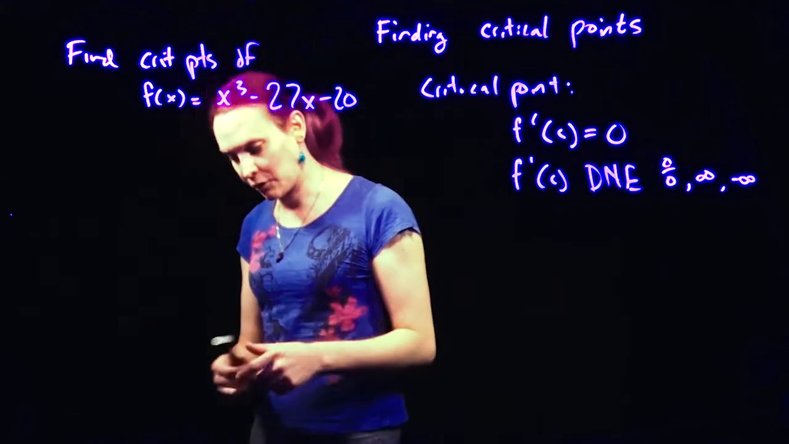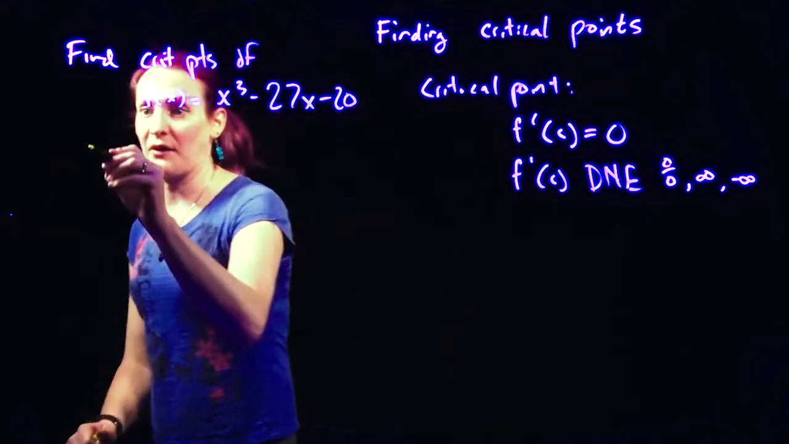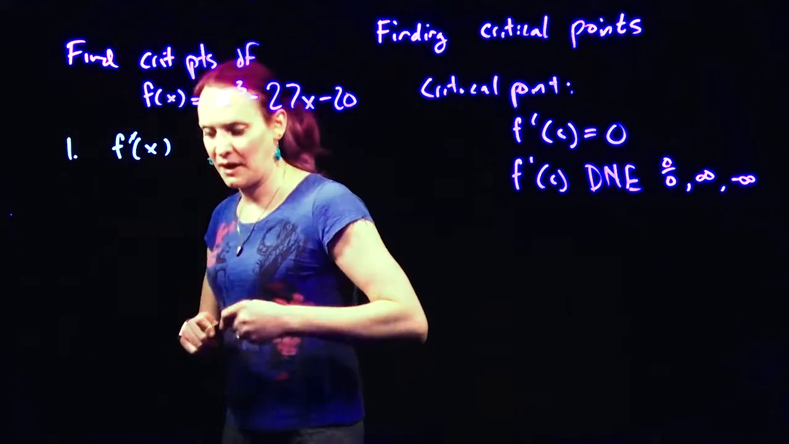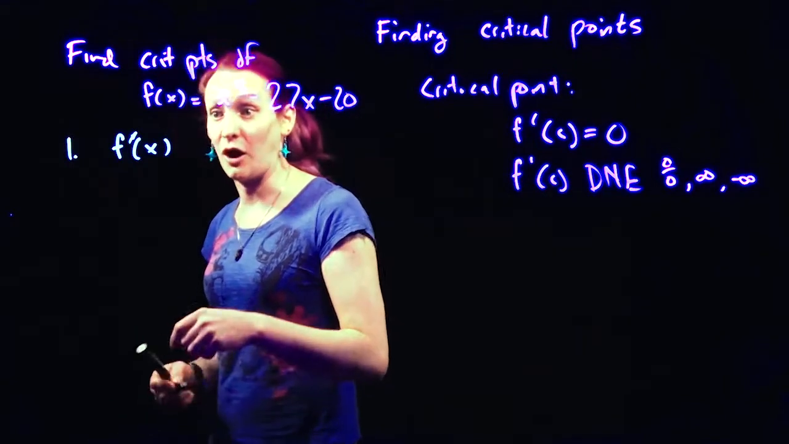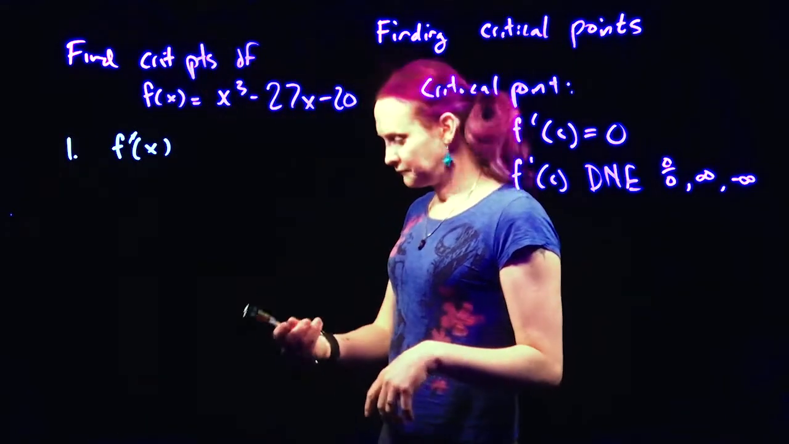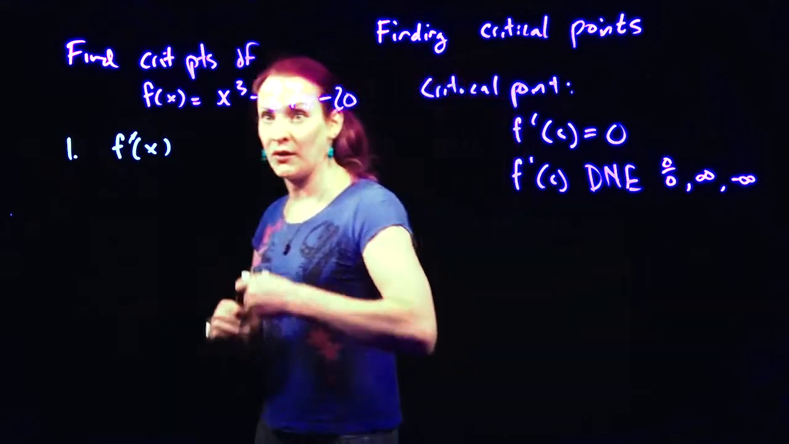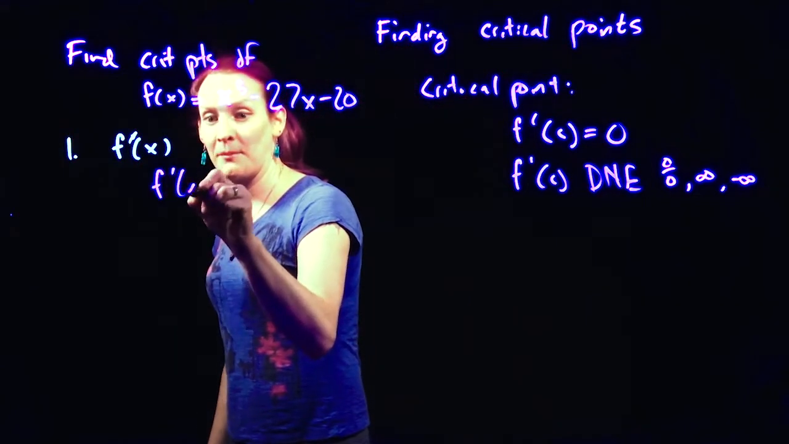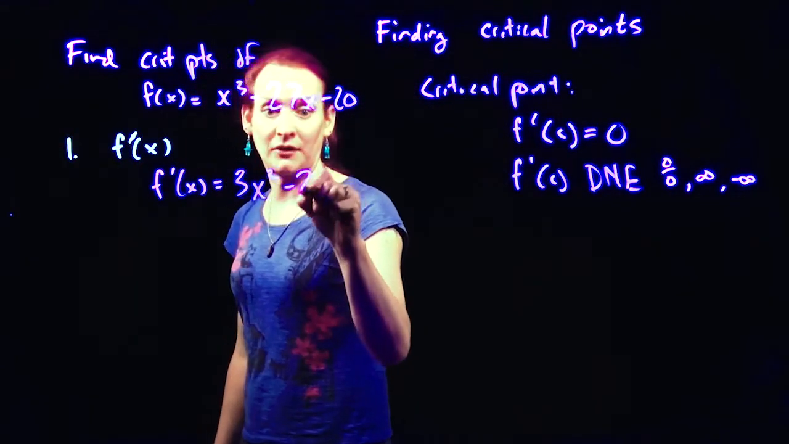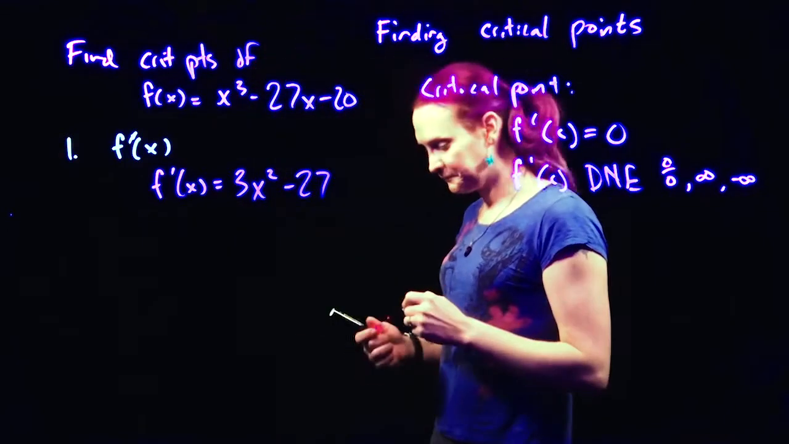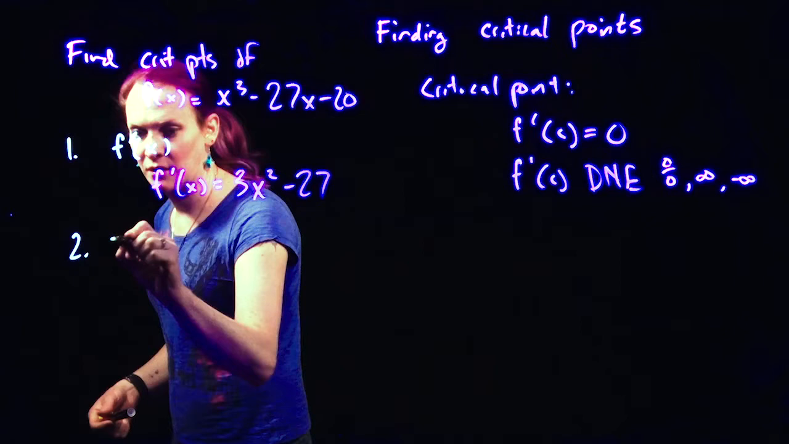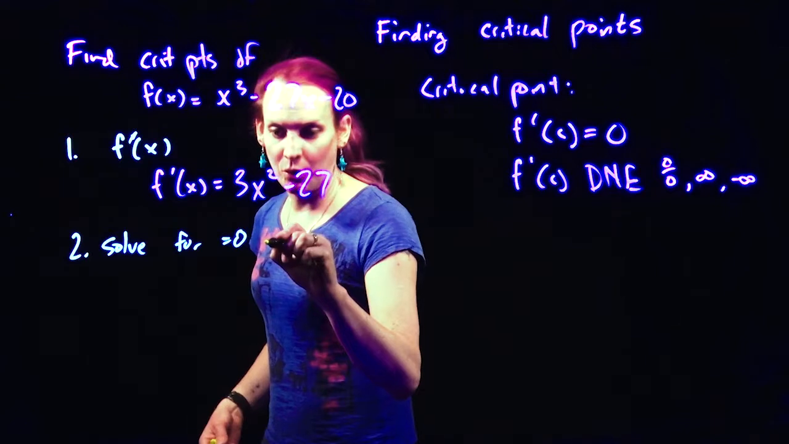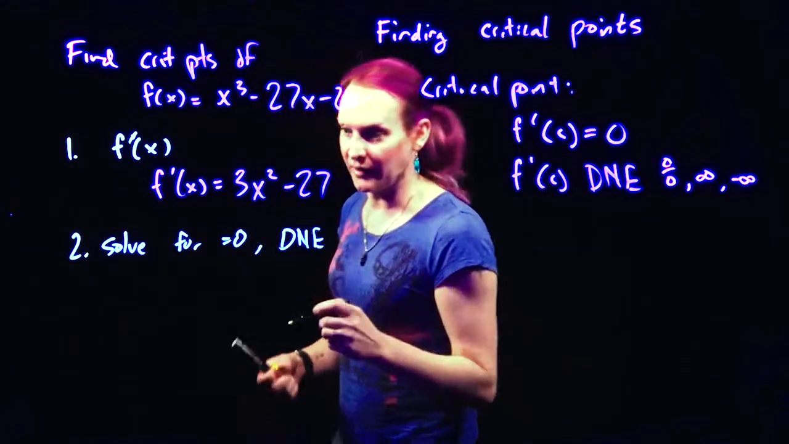So as far as finding critical points, broadly speaking, we've got a two-step process. Step one, f prime of x. And then step two is going to be to solve. So f prime of x, I'm going to use the power rule on this polynomial function. And I have that f prime of x equals 3x squared minus 27. Cool. And then step two, solve for f prime equals 0 or does not exist.